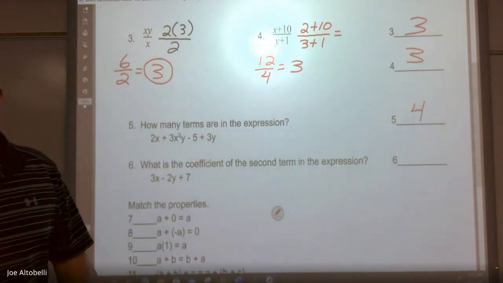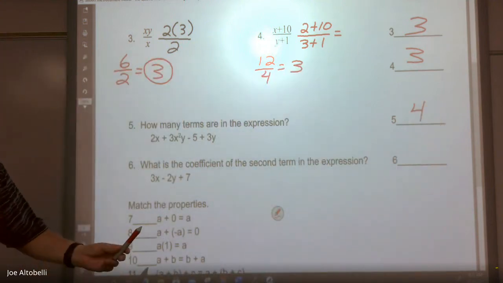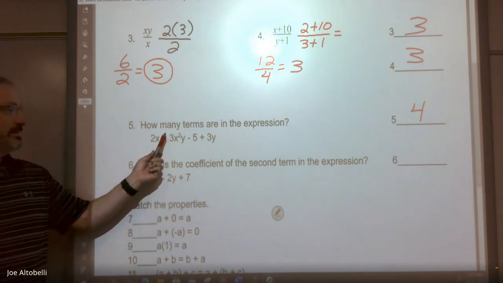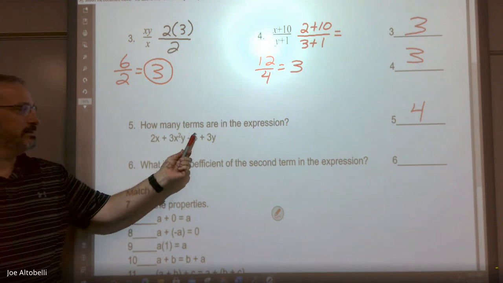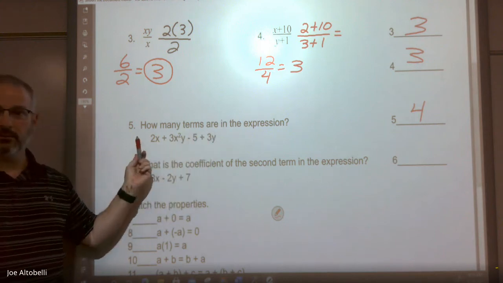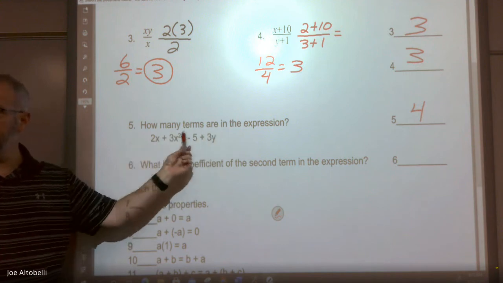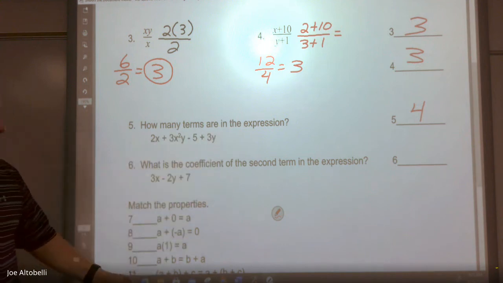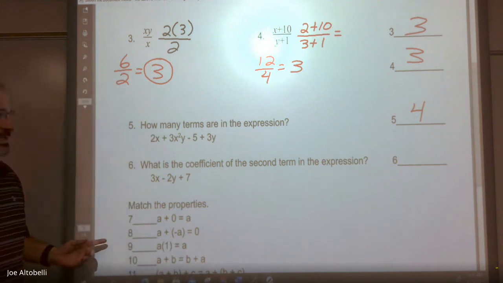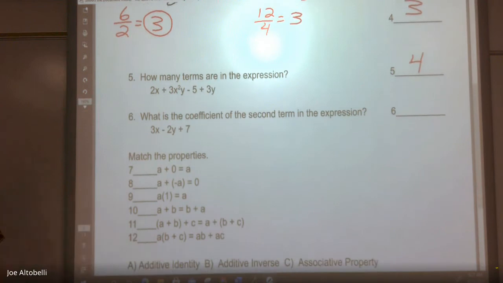Hopefully you said 4. Caleb, ready? All right. So here's one. Here's another one. And there's another one. So there are 4 terms in the expression. And then number 6. What is the coefficient of the second term in the expression?